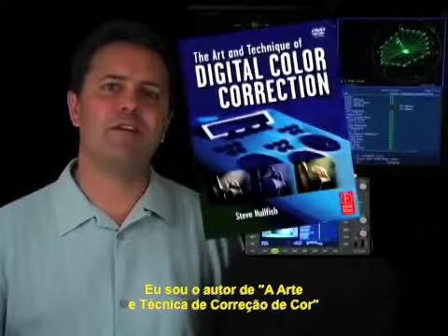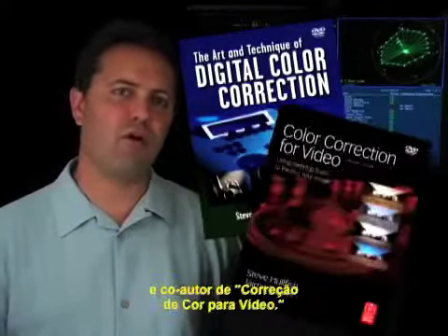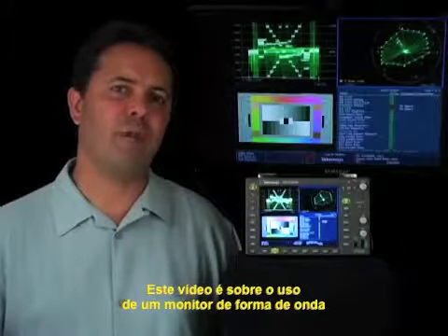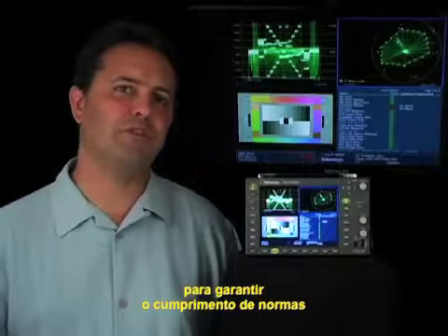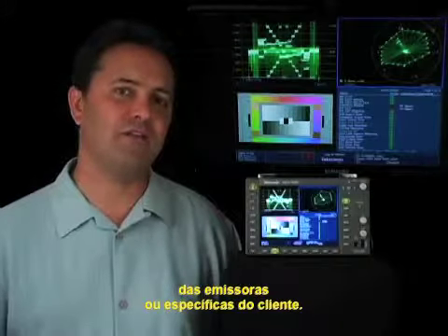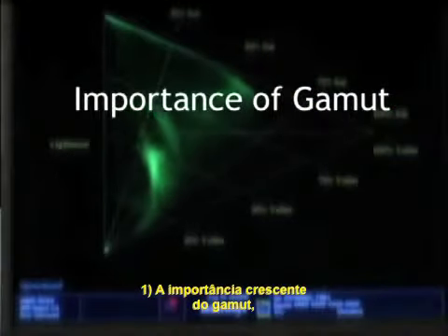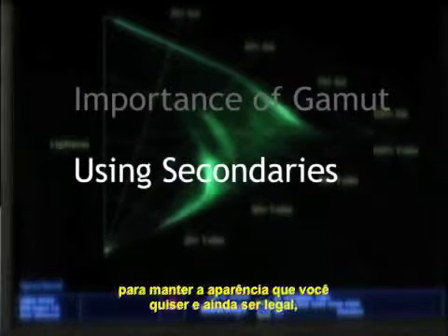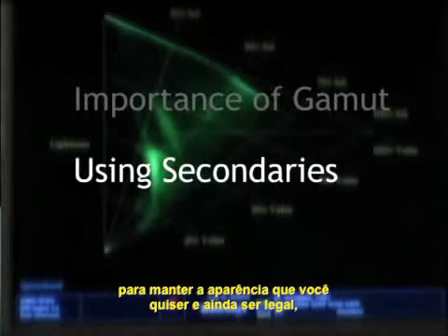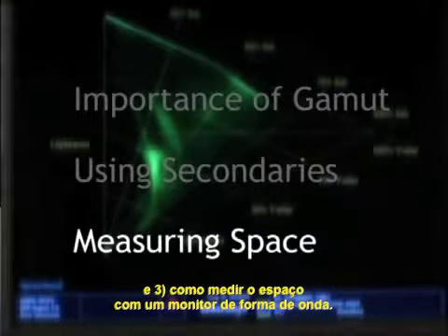I'm the author of The Art and Technique of Digital Color Correction and co-author of Color Correction for Video. This video is about using a waveform monitor to ensure compliance with specific broadcaster or client standards. We're going to discuss three things: the increasing importance of gamut, how to use secondaries to maintain the look you want while still being legal, and how to measure space with a waveform monitor.